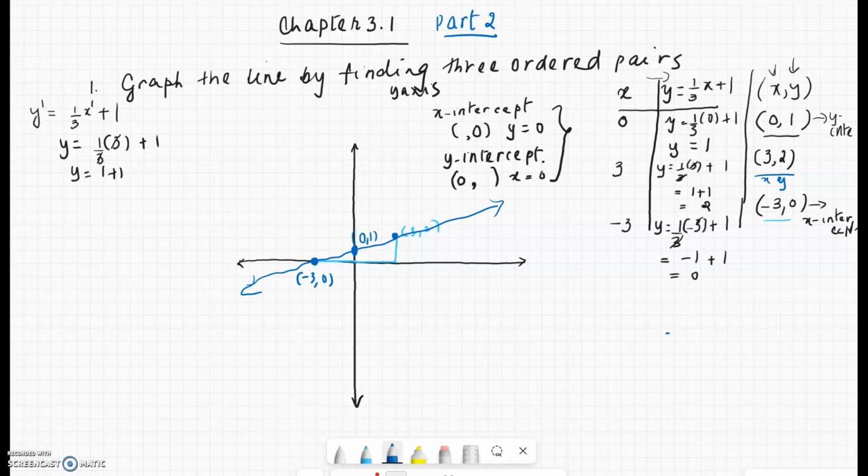So what is the x-intercept? The x-intercept is where the graph crosses the x-axis, and it's (-3, 0). The y is always 0, and the y-intercept is (0, 1). The x is always 0 on the y-axis.